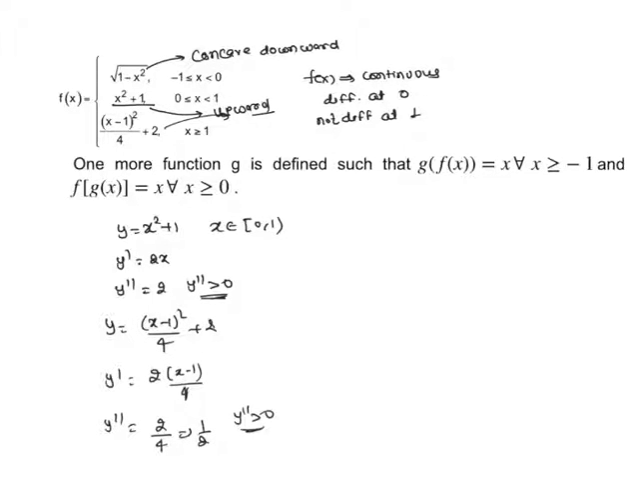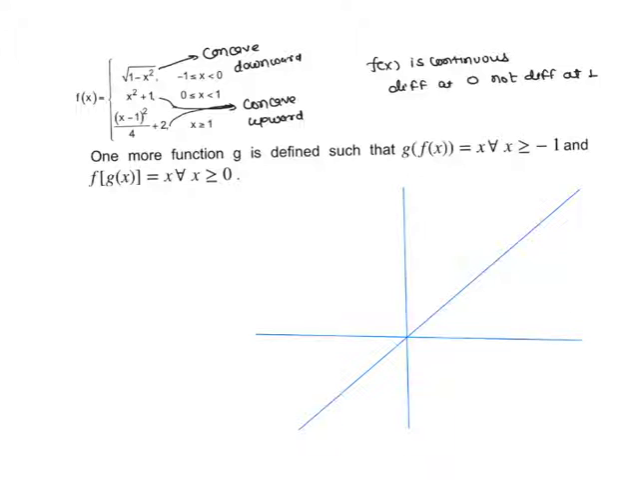Now we will draw the diagram of f(x). When x is minus 1, y will be 0. So this point is minus 1 comma 0. When x is 0, you will get 0 comma 1. And if I put x equals to 1, we will get 2. So at x equals to 1, you get 1 comma 2. We can say minus 1 to 0, the curve is concave downward.